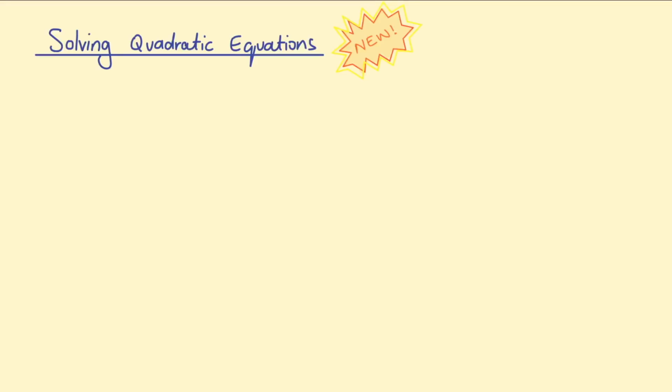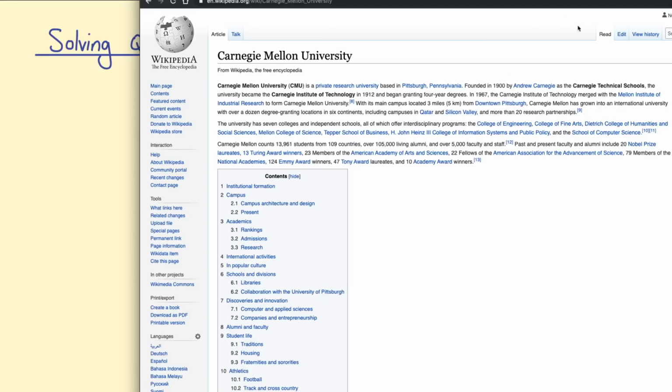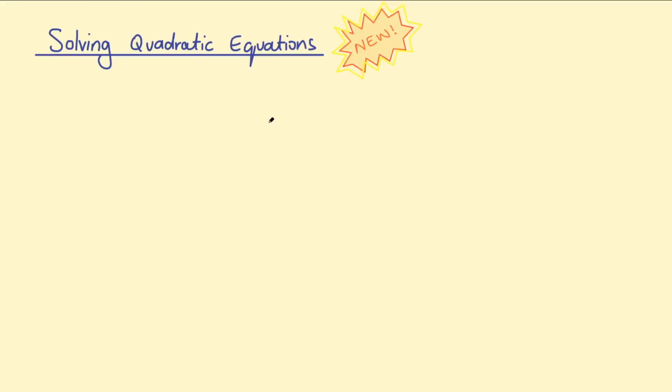It's not often in mathematics that a completely new method is developed for solving old problems. So we're going to be having a look at this new method of solving quadratic equations today. This was developed by Dr. Po-Shen Lo. He is a professor of mathematics at Carnegie Mellon University in the United States. And he has developed a new method of solving quadratic equations. So let's have a look at a few examples and hopefully get the idea of how this works.